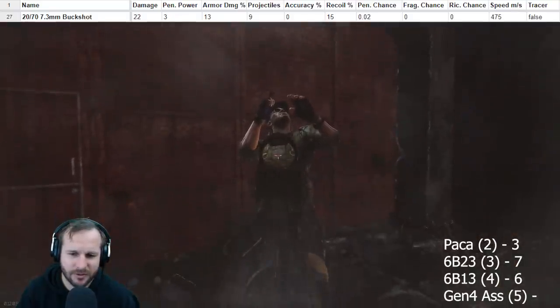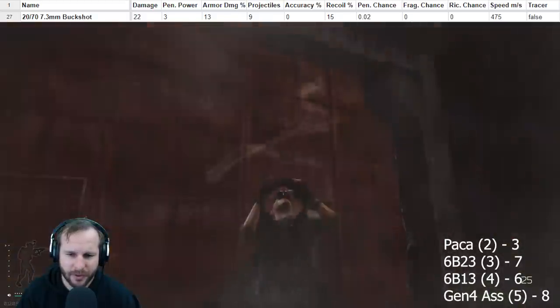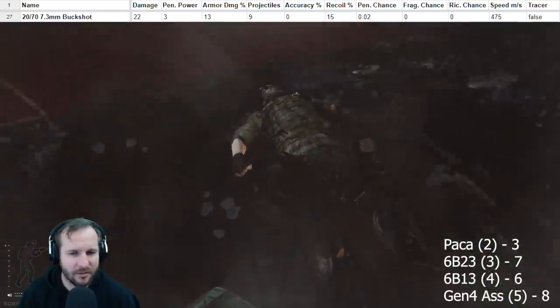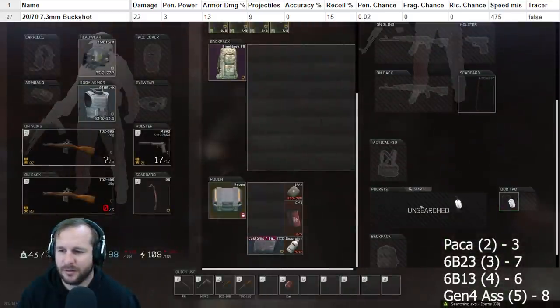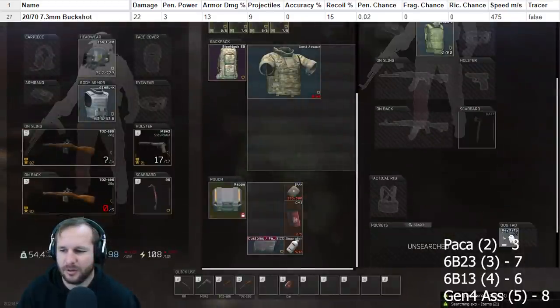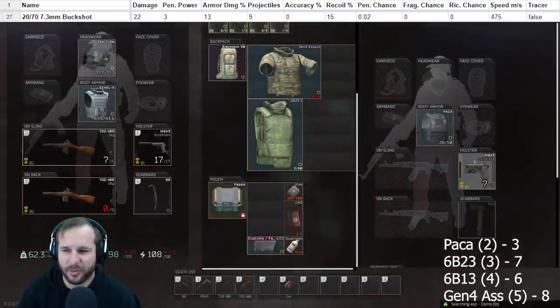Now when it came to the Gen 4 assault armor, we actually dropped this one in 8 rounds, which was quite surprising because it was actually a higher class armor. But to my understanding, it's coming down to the fact that the armor is getting destroyed because of so many pellets hitting it. Now, after I do all these shots, I go through, check all the armors, and see where the armor durabilities are at.